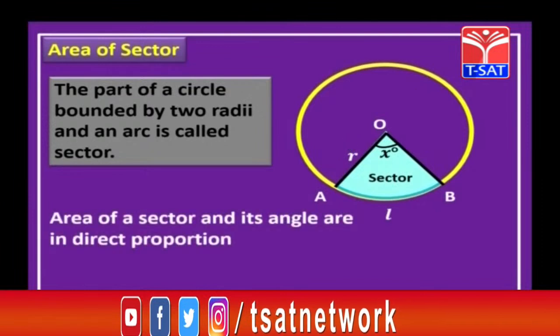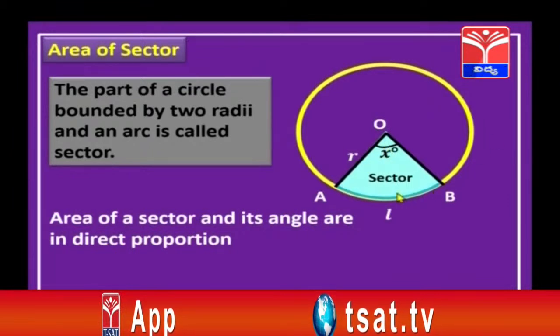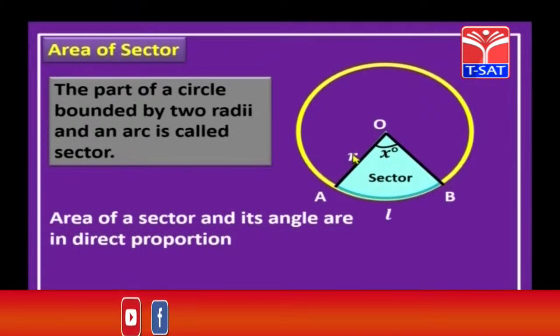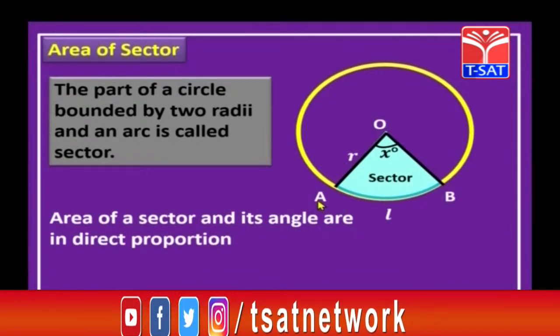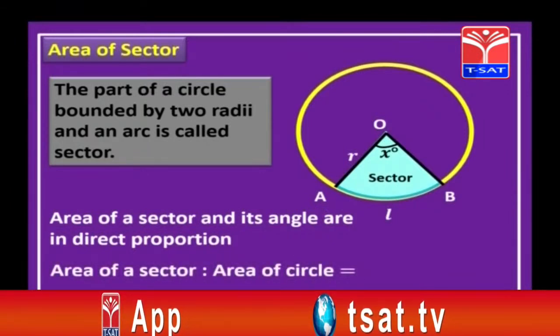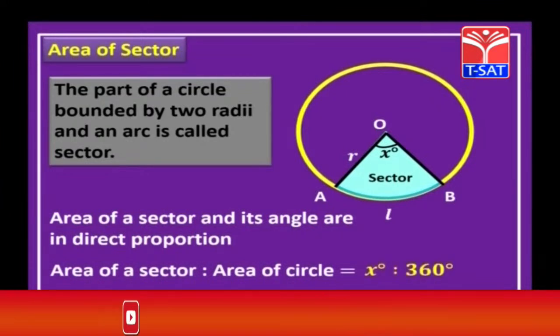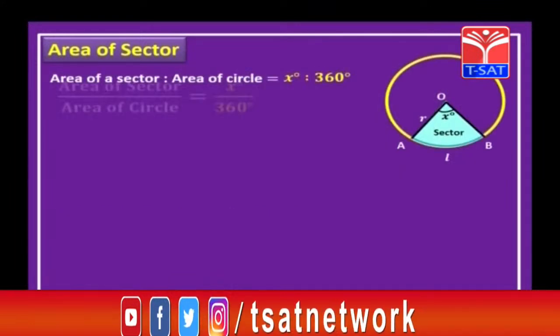Area of a sector and its angle are in direct proportion. That means suppose I have 90 degrees, so area will be something like this. If it is 180 degrees, area will be like this. So as the angle at the center increases, area of the sector also increases. When the angle decreases, area also decreases. So we say they are in direct proportion. So I can write area of a sector is to area of a circle is equal to x degrees is to 360 degrees.